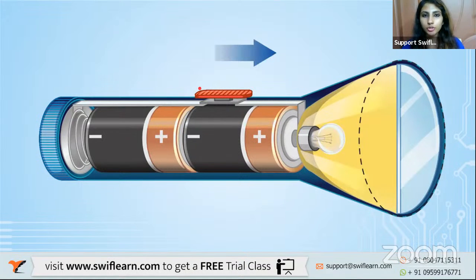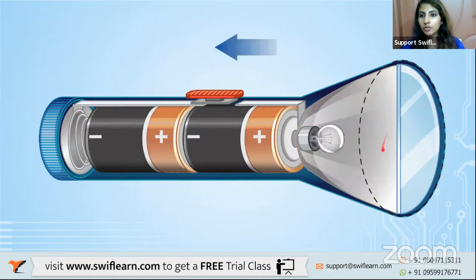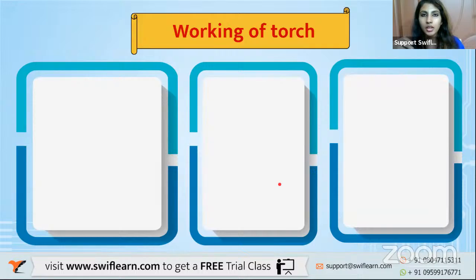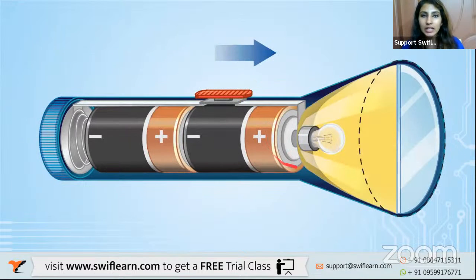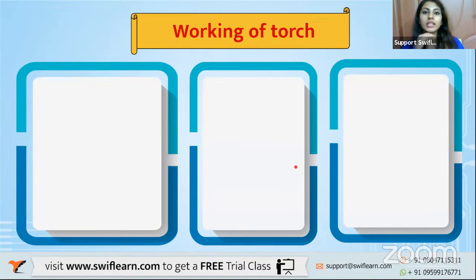So here the switch is on and then the light will be produced from here. After this, what is happening exactly? We will be looking into it. That is the working of a torch. Any idea, children, how a torch is working? What exactly is happening inside? I would love to see your answers.